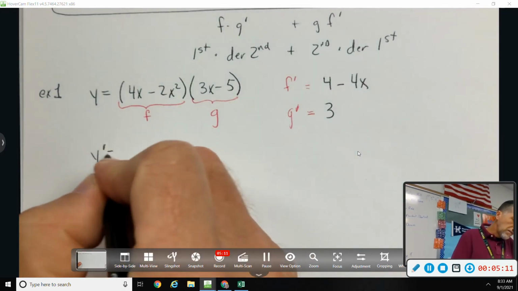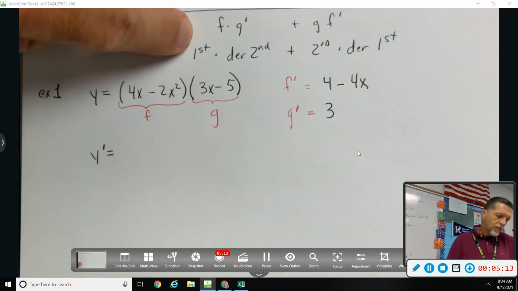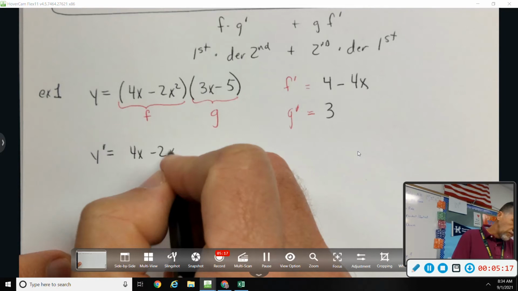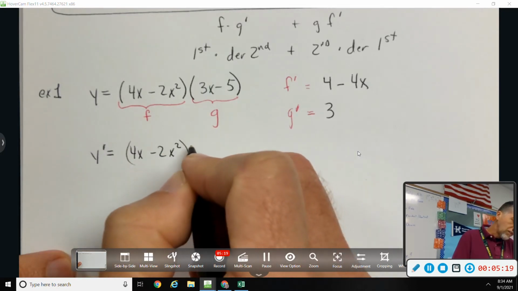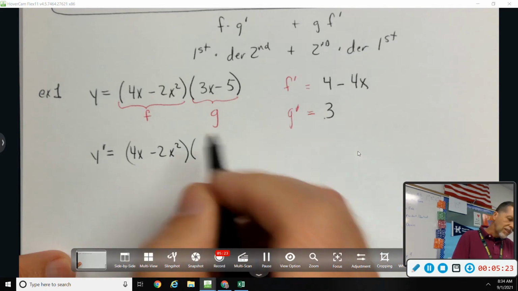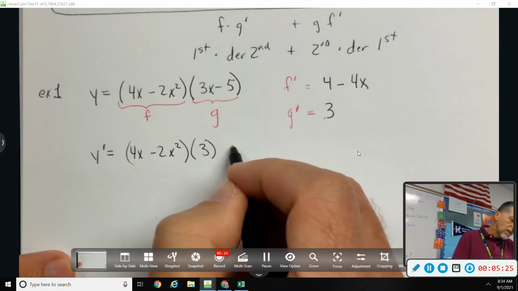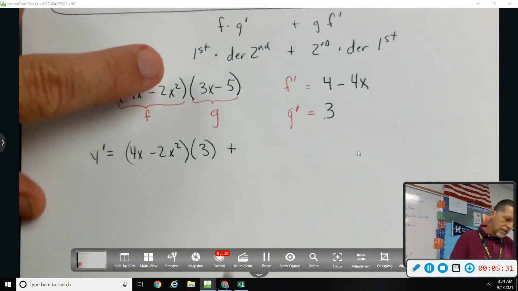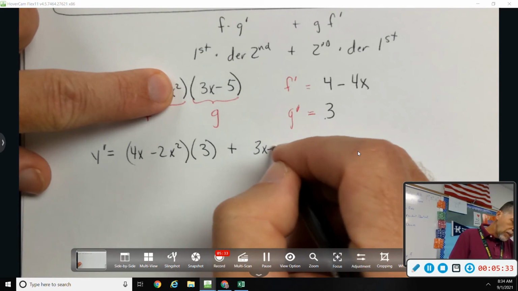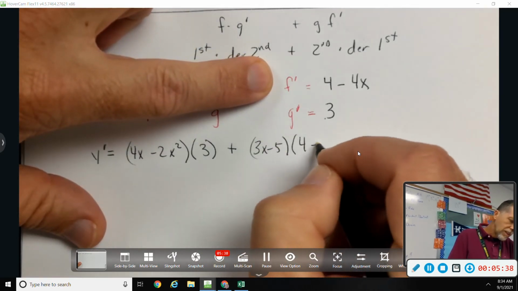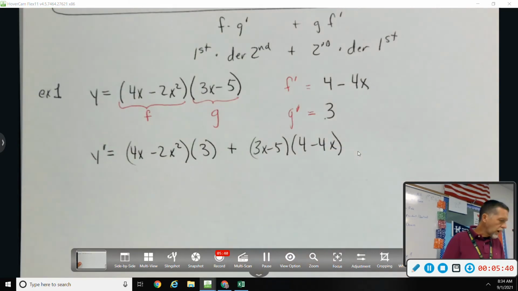So y prime is the first times the derivative of the second. So the first is 4x minus 2x squared. The derivative of the second is 3. Plus, then the other way around, the second, 3x minus 5, times the derivative of the first, 4 minus 4x.